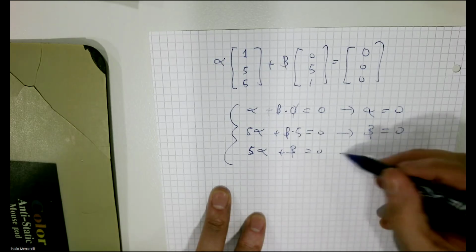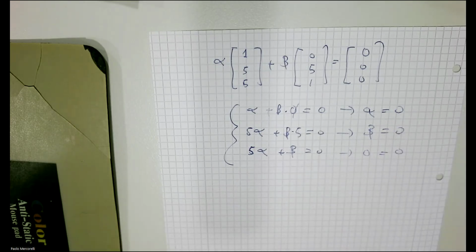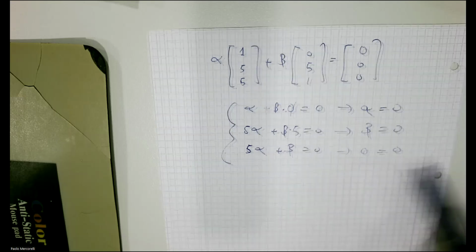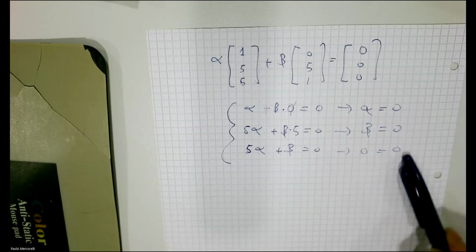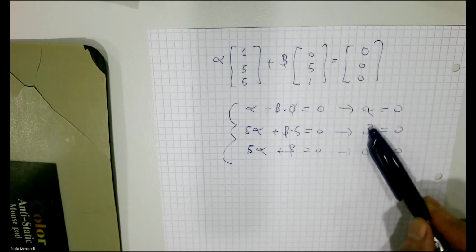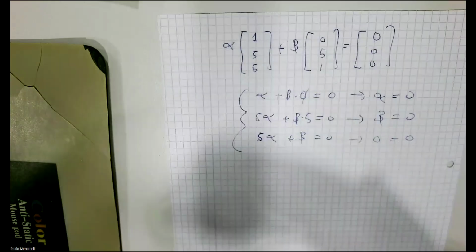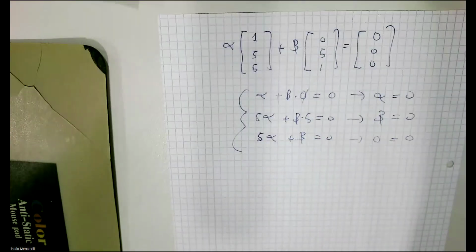Here it must be satisfied. In fact, 0 equals 0. Otherwise, we cannot speak about the dependence or independence. But it's the case. As I told you, 0 equals 0 does not bring any contradiction, and alpha and beta are both 0. This means the two rows here, in column form, just formally, are independent. This means the image covers totally the codomain.